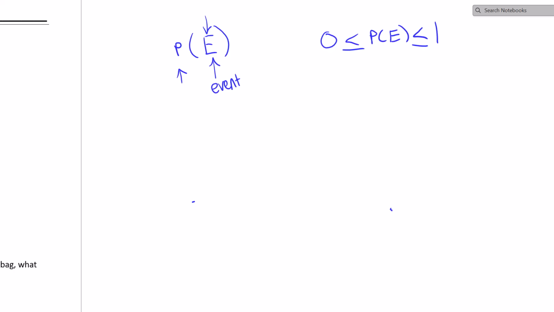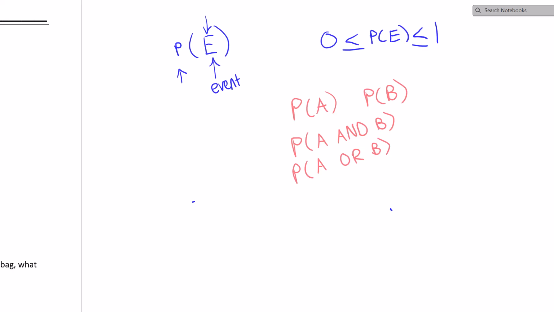All right, other things that you'll do in probability is you'll sometimes see the probability of A is an event and the probability of B is an event. And we want to know, given some certain assumptions we'll talk about more later, what is the probability of them happening at the same time? You'll see this notated as the probability of A and B. You might also see, what is the probability of A or B happening? Either one of them can happen. That's what or means in this mathematical context.